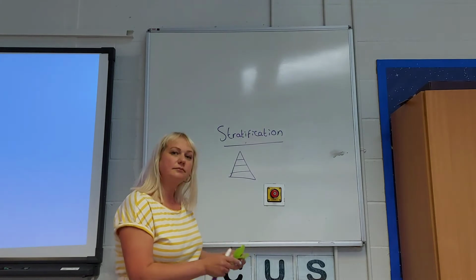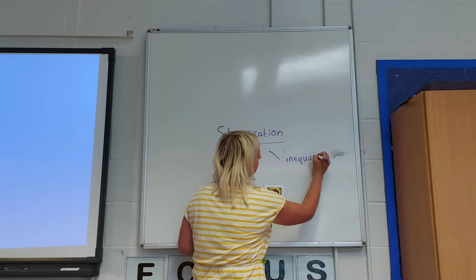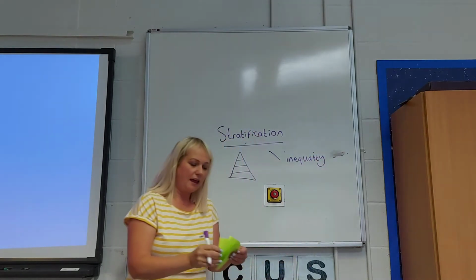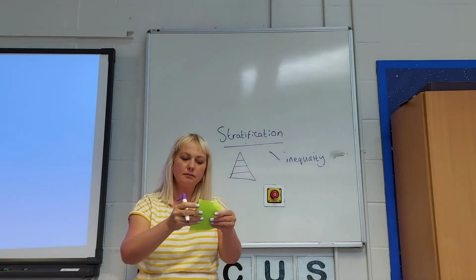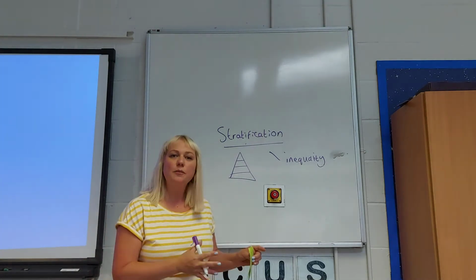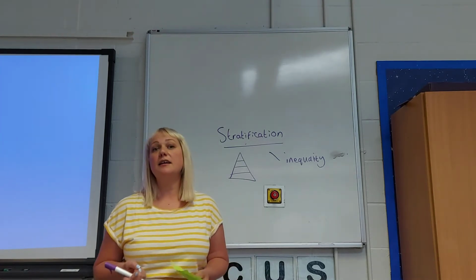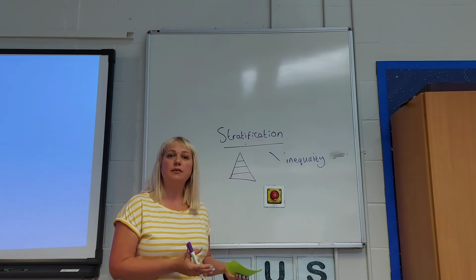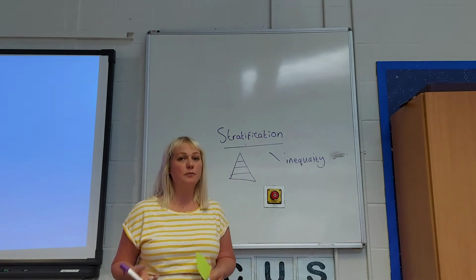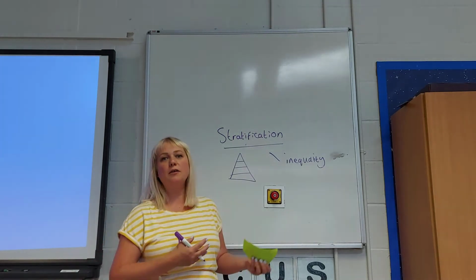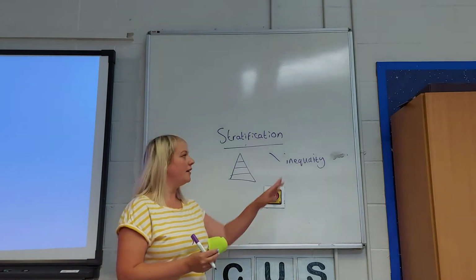Next bit, inequality. In terms of sociology, we're talking about this idea that some people have and some people have not. So it is unequal. Some people have lots of wealth, some people do not. Some people get a great education, some people do not. Some people can afford housing, cars, phones, technology, others not. So it's this idea of inequality.